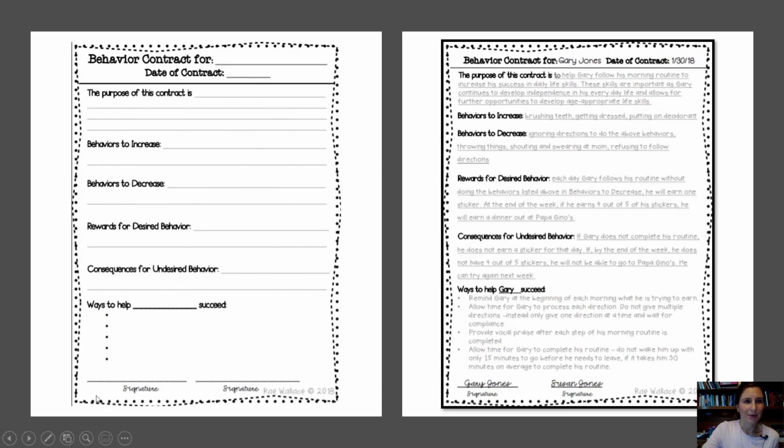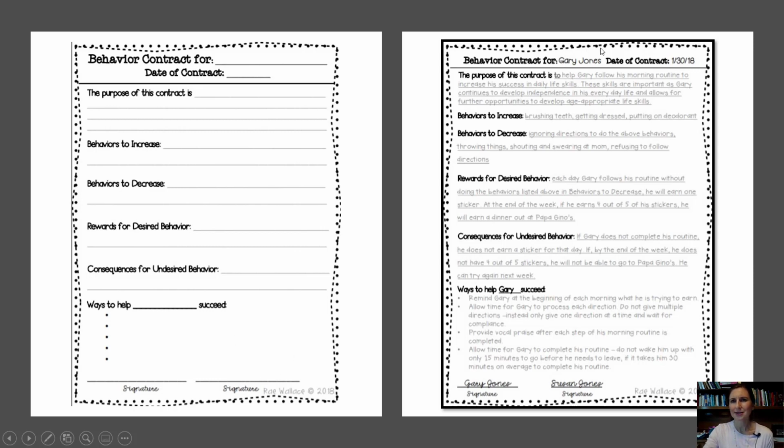Here is an example of a blank contingency contract. So you put the student's name, the date of the contract. You always want to have the purpose. You want to put the behaviors you're going to increase and the behaviors you're going to decrease. The rewards for desired behavior. So everything is basically laid out for the kid. If they engage in the desired behavior, they know what they get. If they engage in the undesirable behavior, they know their consequences. Ways to help the person succeed. And then you want the child to sign it and you want to sign it.